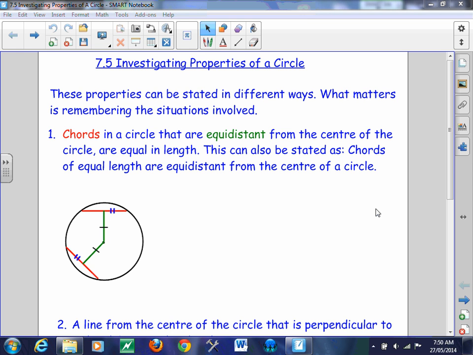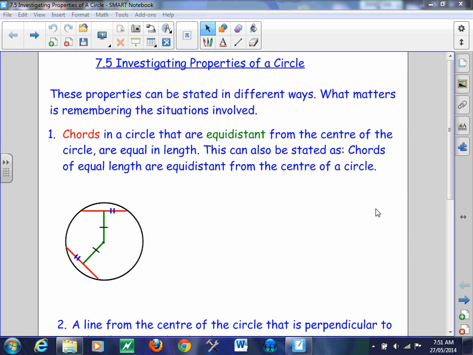Welcome to Lesson 7.5, Investigating Properties of the Circle. Last day we did some terminology and learned how to make some calculations of segments and arcs and central angles. Today we're going to focus a little bit more on some of the geometry aspect of it, in terms of equal distance and things that are equal in length.